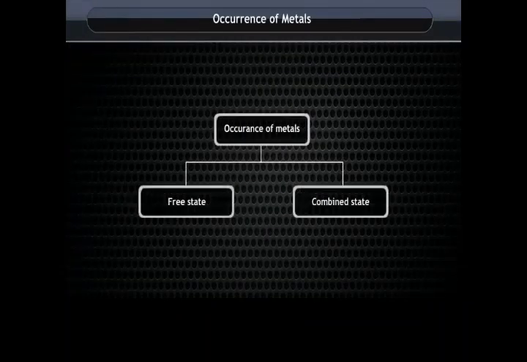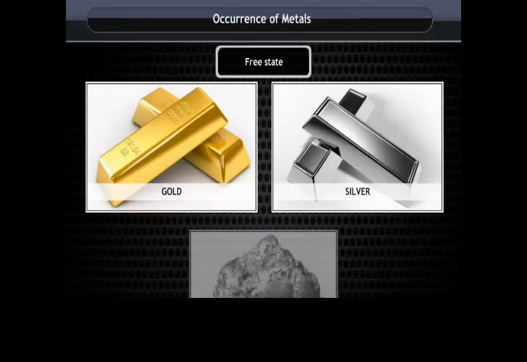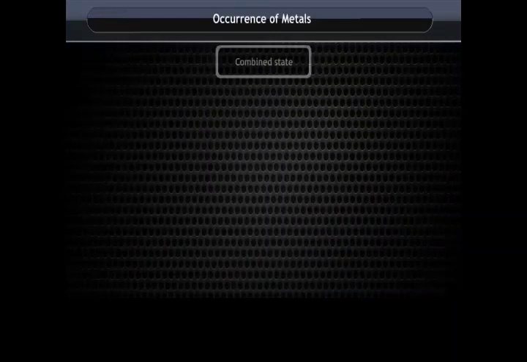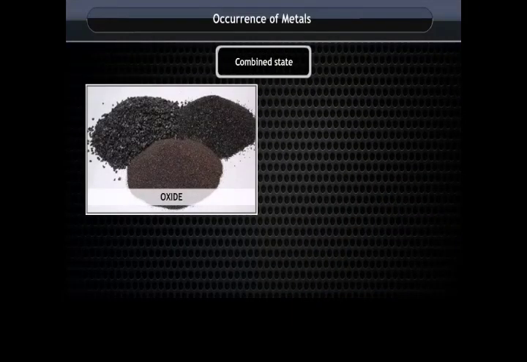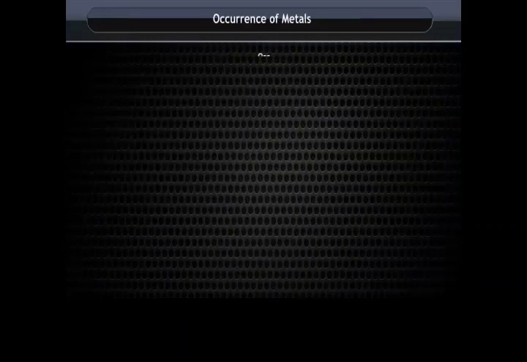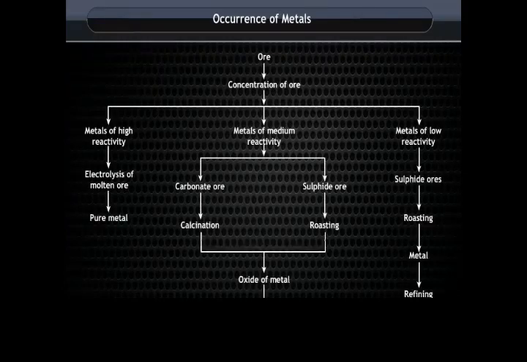Occurrence of metals. Some metals like gold, silver and platinum are found in the free state in the Earth's crust because they are least reactive. Most metals are found as oxides, carbonates, sulfides and halides. Concentration of the ore is the removal of gangue or impurities from the ore by different methods. The following steps are involved in the extraction of metals from their ores.